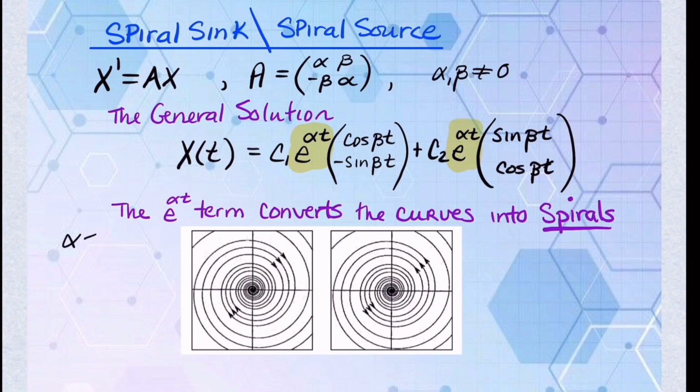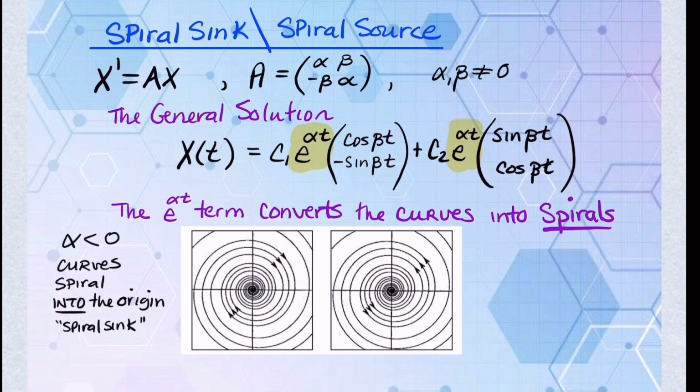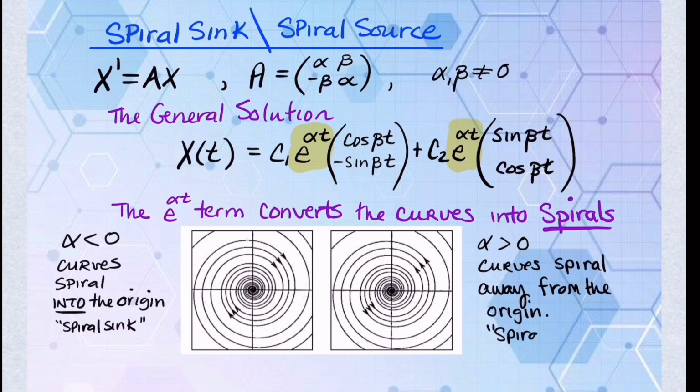So our phase portraits are determined by the alpha part. When alpha is negative, the curves spiral into the origin. We would call it a spiral sink. And then alpha being positive, the curves spiral away from the origin, like exponential growth, a spiral source.